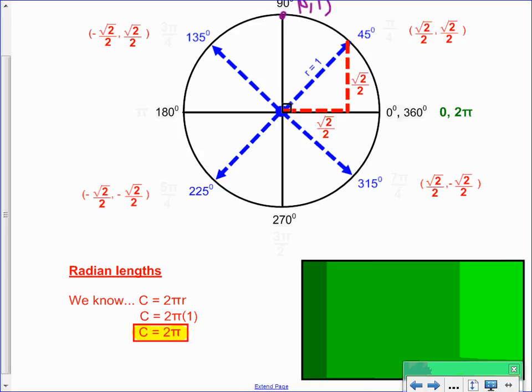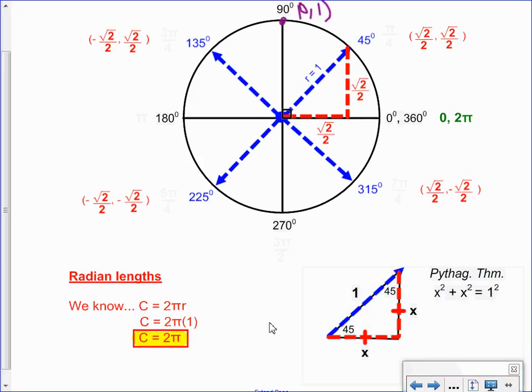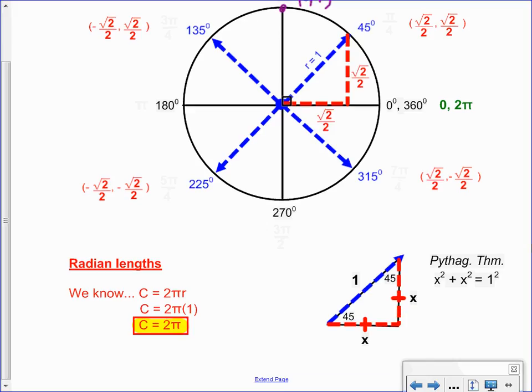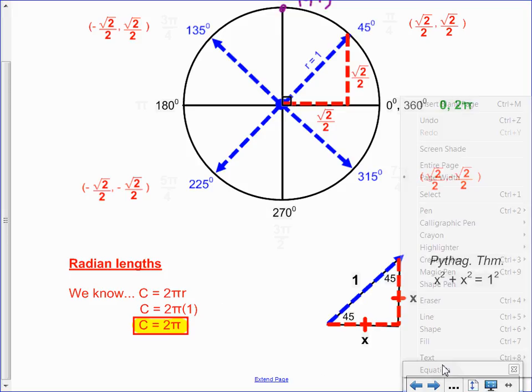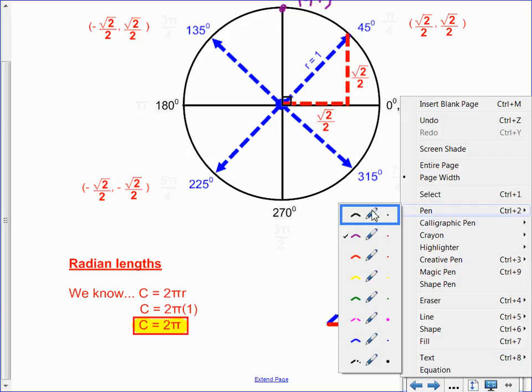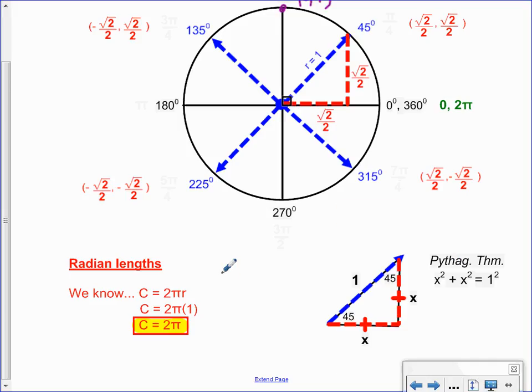To find the distance between the radians, you just multiply the degrees by pi over 180. So whatever you have in degrees, just multiply that by pi over 180 to convert to radians.